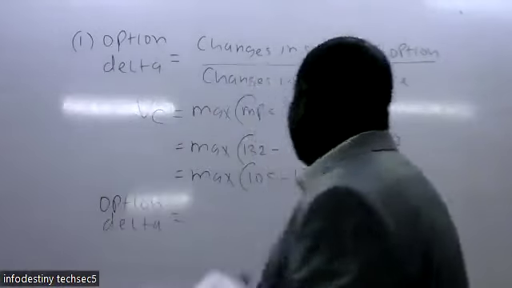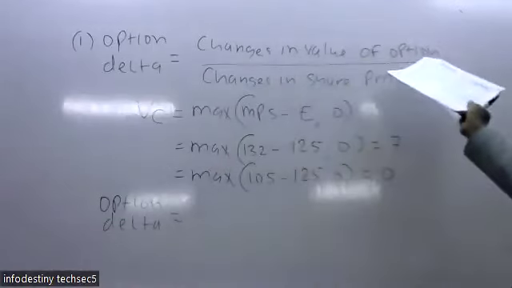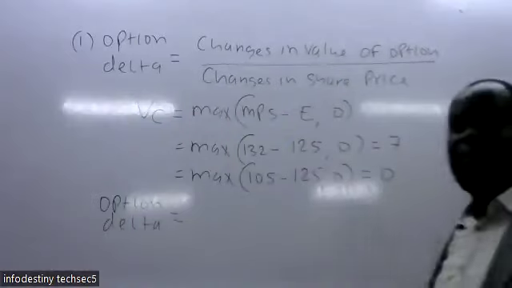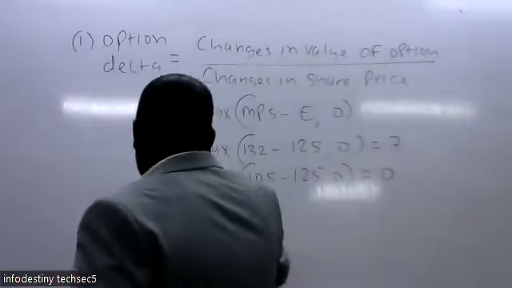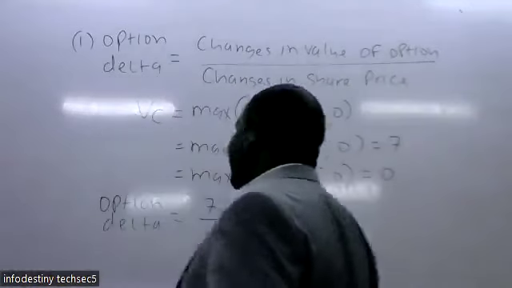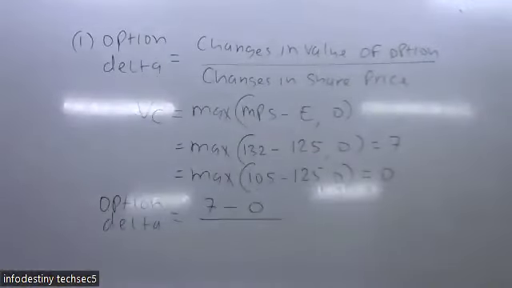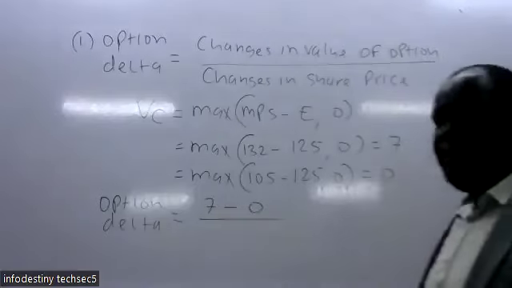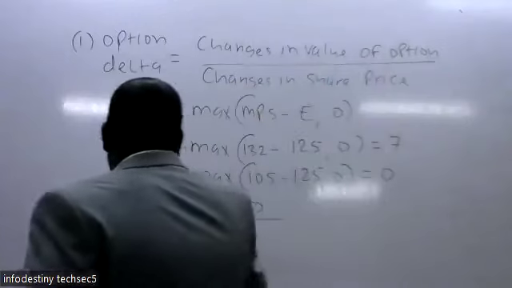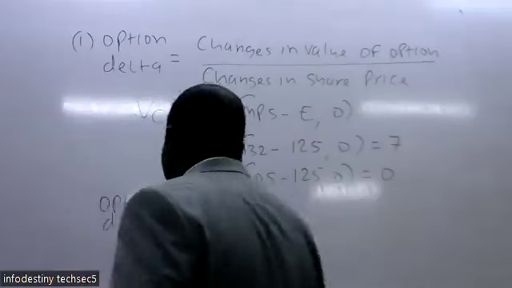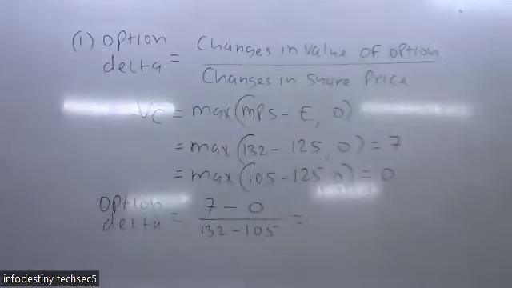So changes in the value of the option, there is 7 and 0, so we get the difference. The value of the first one is 7, the one for the second one is 0. Then changes in the share price, it is 132 minus 105. So that now should give you the option delta.